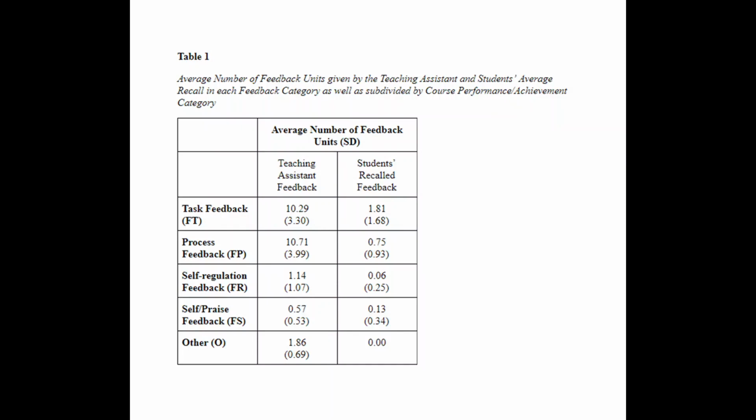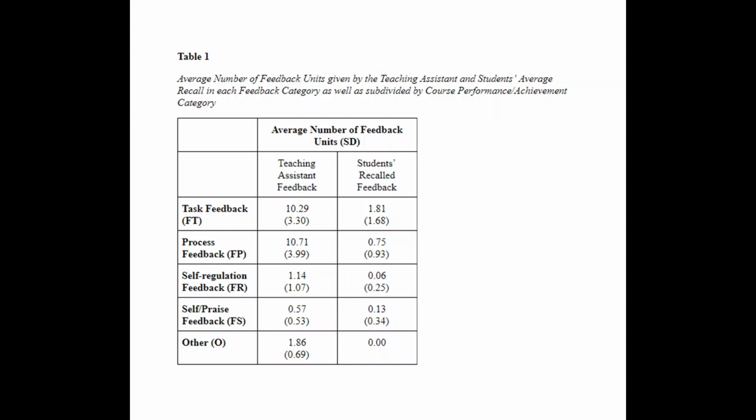The average number of feedback units for each feedback category were calculated at the classroom level for both teaching assistant comments and students' recall. On average, this TA gave task and process feedback most often, and an approximately equal number of feedback units in both categories. Self or praise feedback was given least often. In line with this, task and process feedback were on average recalled most frequently by students. However, they were more than twice as likely to recall task feedback over process feedback, despite being given both types in almost equal measure.